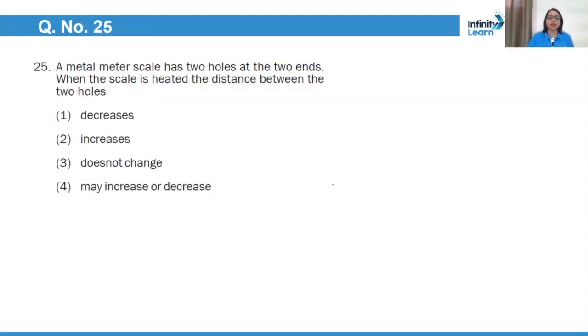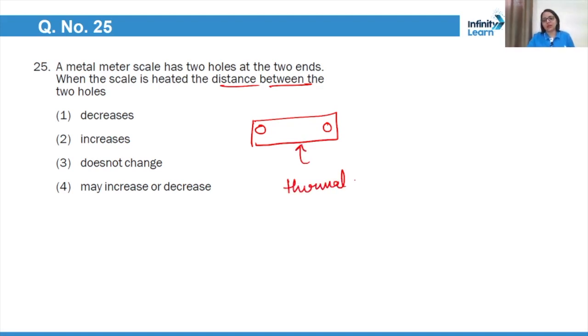Question number 25. A metal meter scale has two holes at two ends. When the scale is heated, the distance between the two holes will be? So when you are heating this metal scale, thermal expansion will happen. And because of the thermal expansion, length of the scale will increase and the separation between these two holes will increase. So correct answer is option 2.